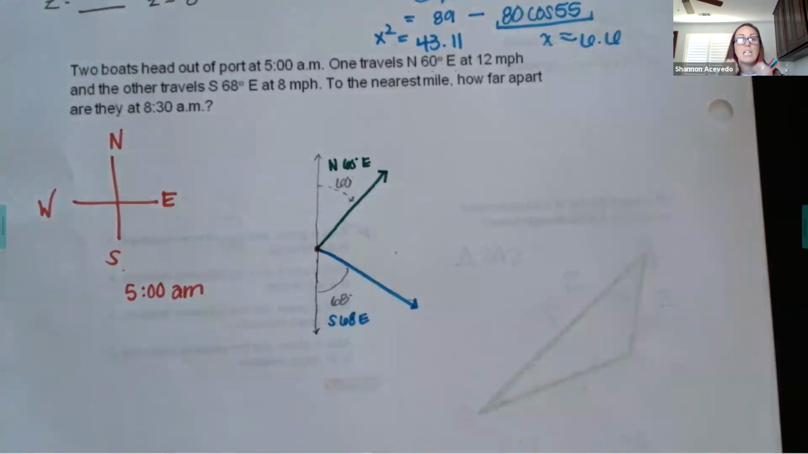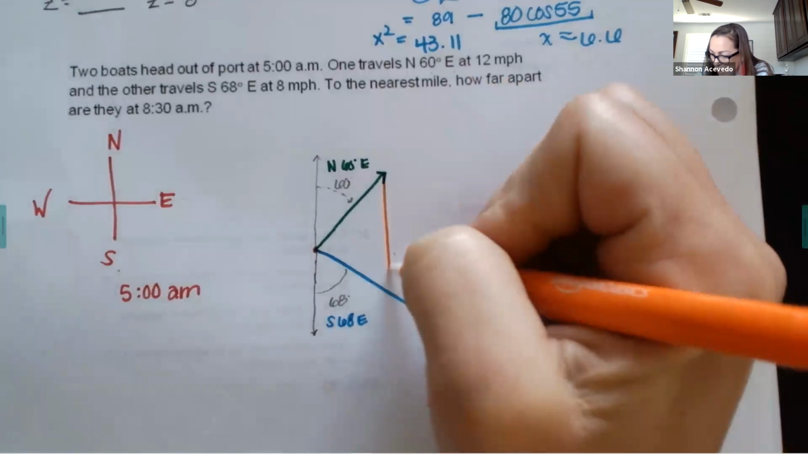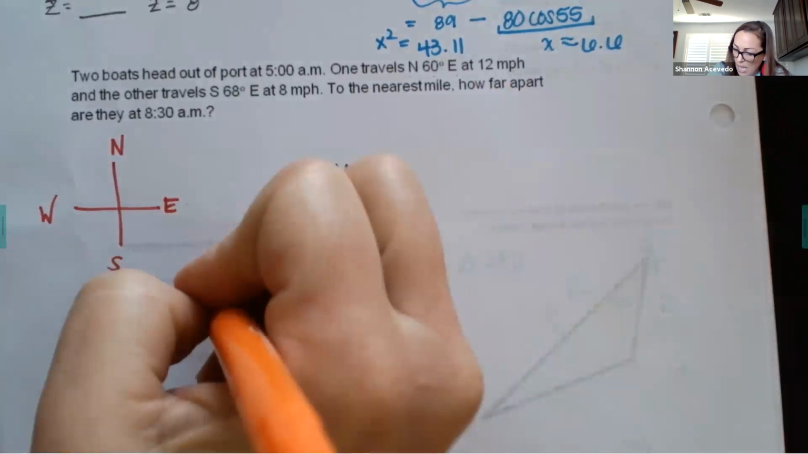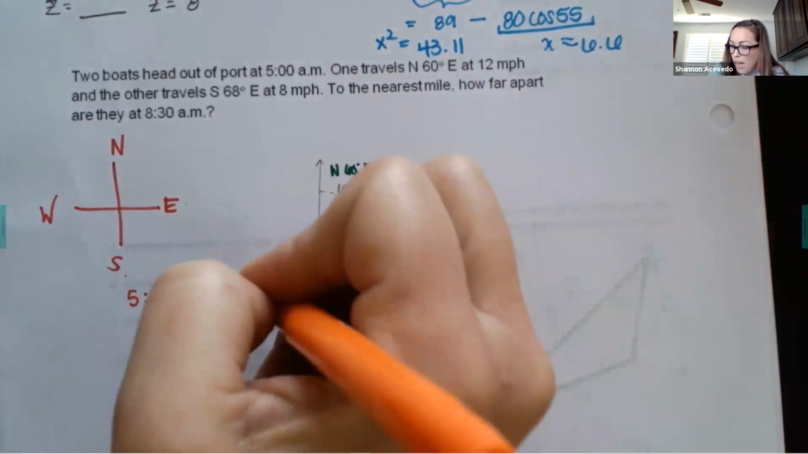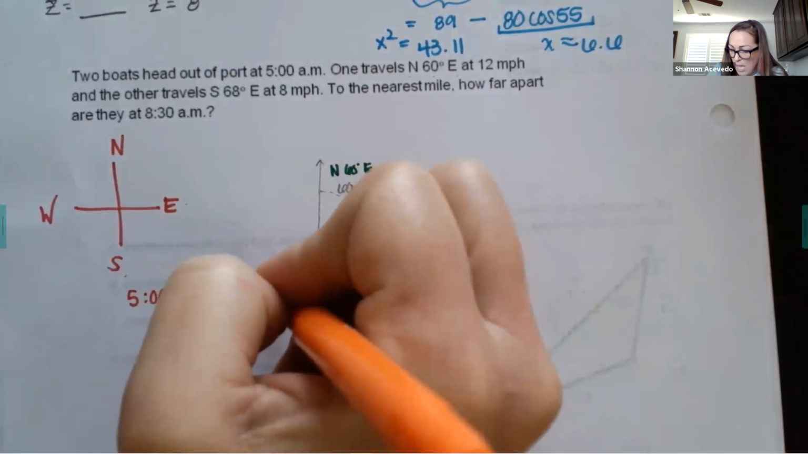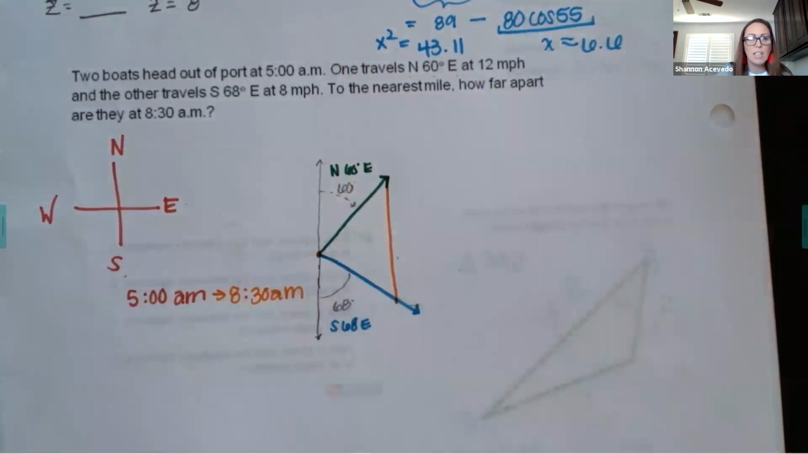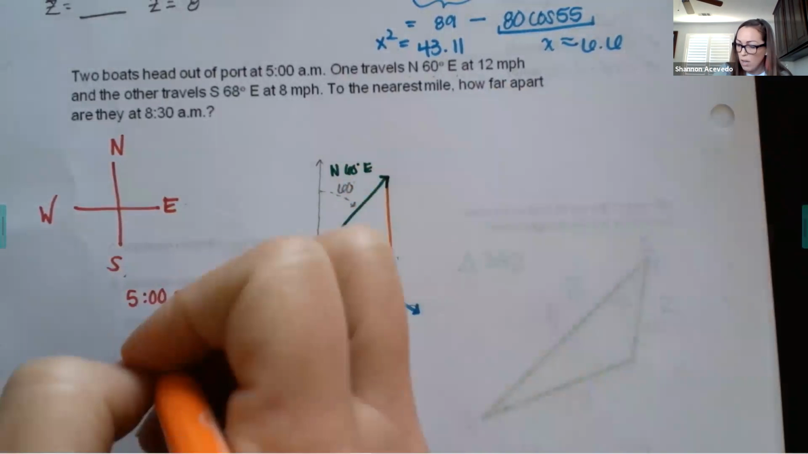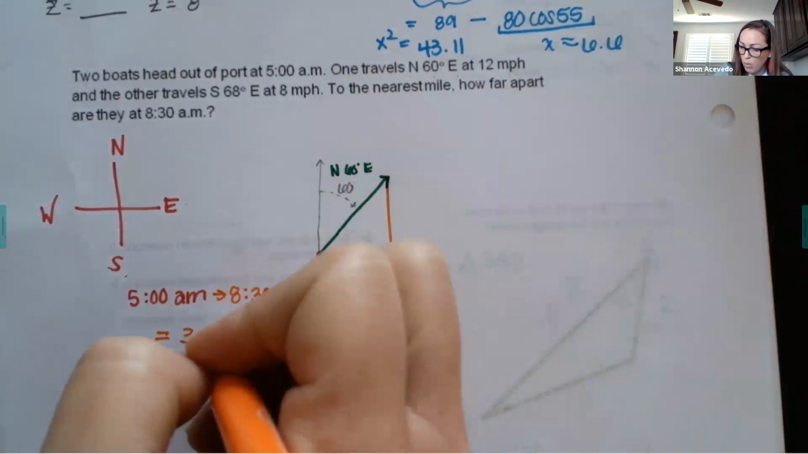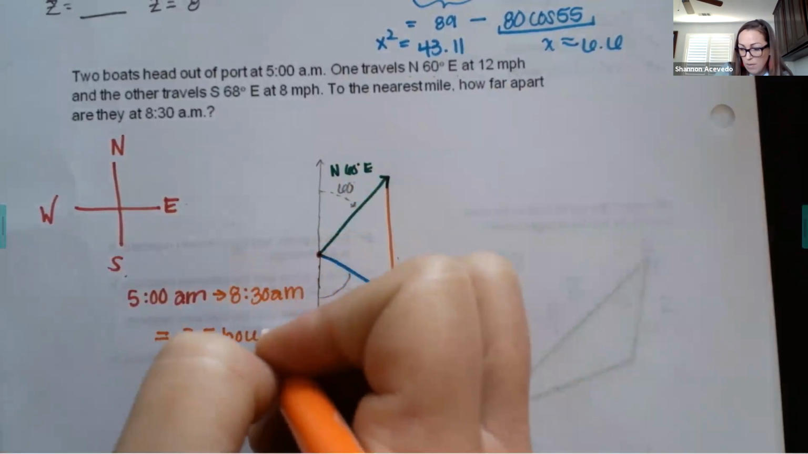So then it says, to the nearest mile, how far apart are they at 8:30 a.m.? So it wants to know, okay, well, where are they? How far apart are they at 8:30 a.m.? So they left at 5 and now at 8:30 a.m., how far apart are they? So how long have they traveled for? Well, they've traveled for 3.5 hours, right?